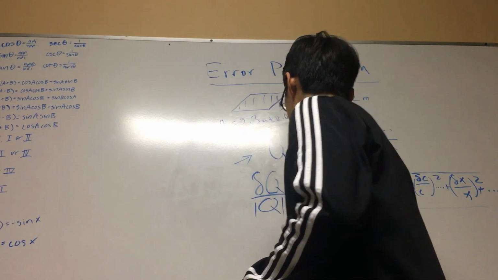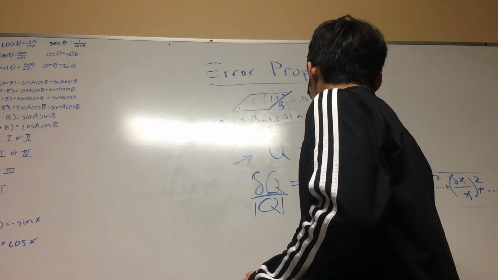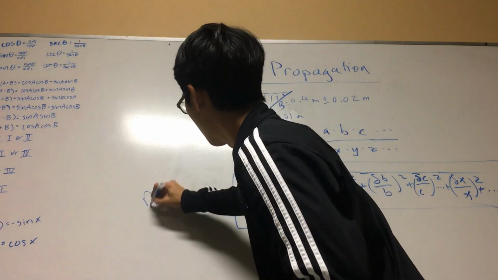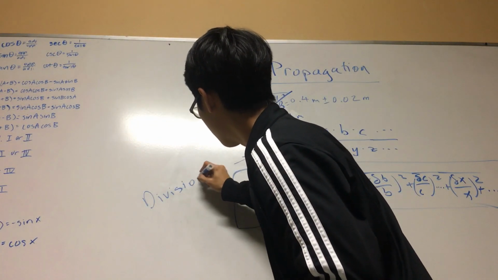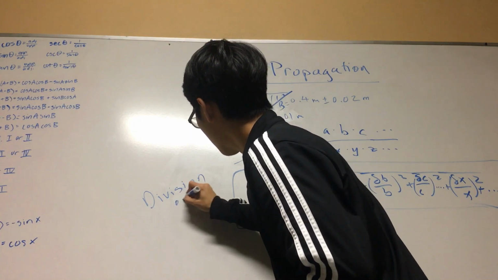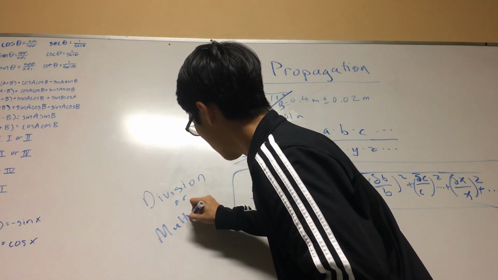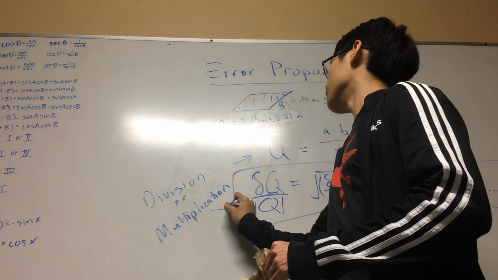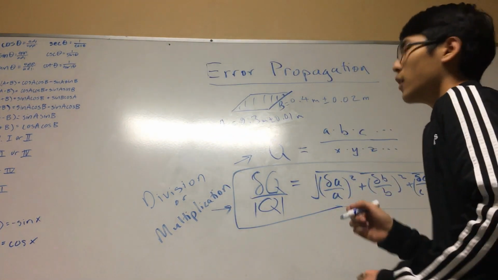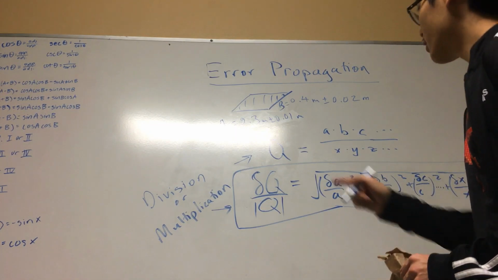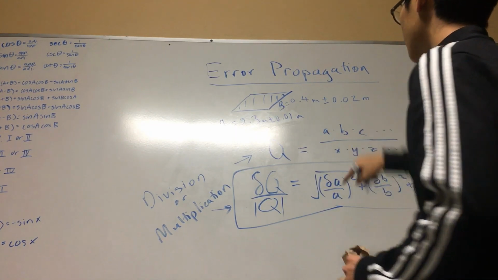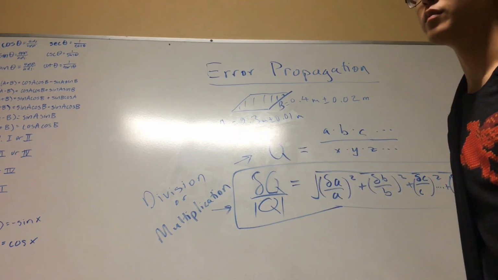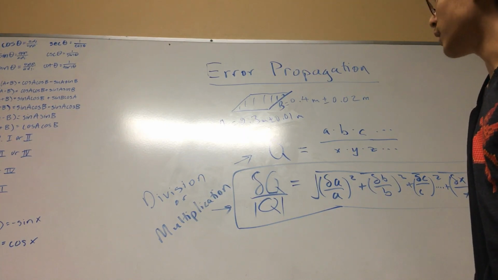Wait, why isn't there like a... wait? So for multiplication and division, yeah, that's what this equation is applicable for. Wait, what is Q? Q is the product after you figure this out. And what are the X, Y, Z on the bottom? It's just whatever values that you're trying to divide. It doesn't matter. I just wrote it just because.